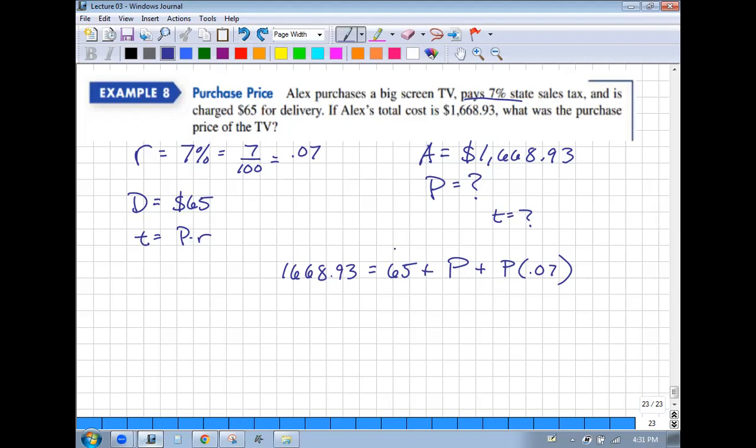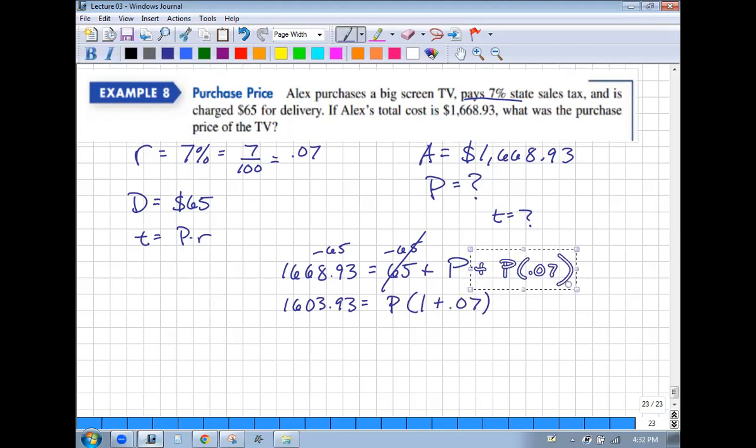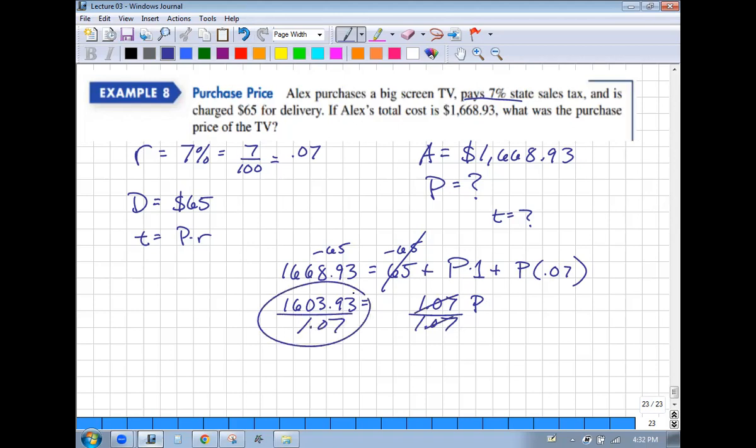So we could subtract 65 from both sides. And this we can factor out the P. So if we subtract this, this would be 1603.93. Over here, if we factor the P out, we have P times 1 plus 0.07, right? Because this is really P times 1, isn't it? We just don't write the 1 there. That makes sense? P is P times 1. So if we factor the P out, we have a 1 and a 0.07. Well, 1 plus 0.07 is just 1.07. And usually we don't put P times 1.07. We would like to write 1.07 times P because it looks prettier, right? We don't write X times 2 because 2 times X looks better. So now we need to divide both sides by 1.07. And we can plug that into a calculator and we have what P is.